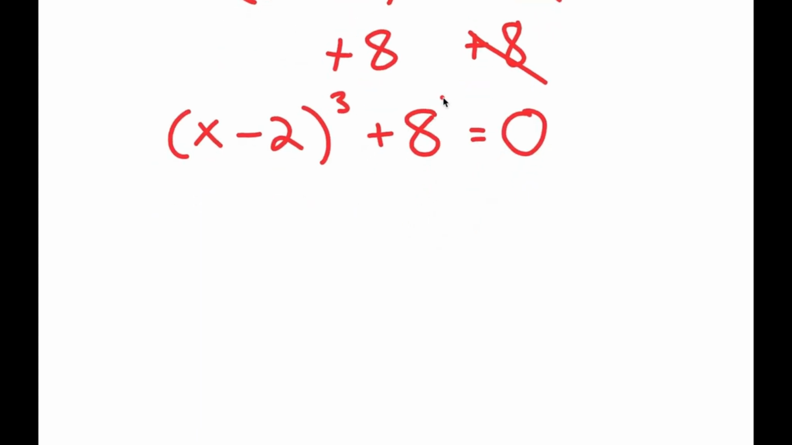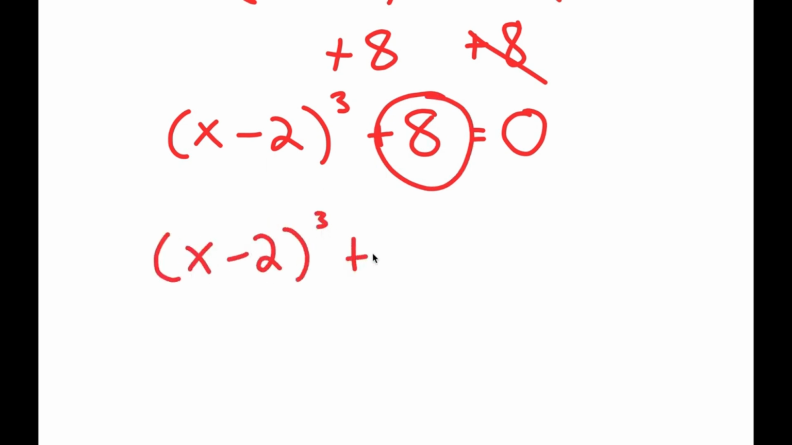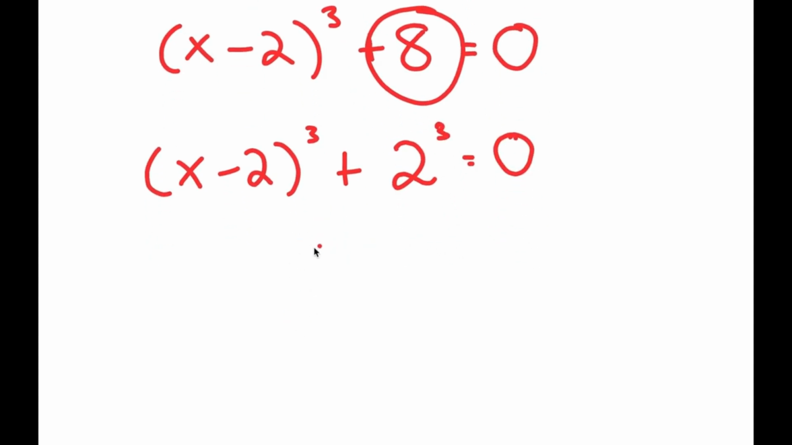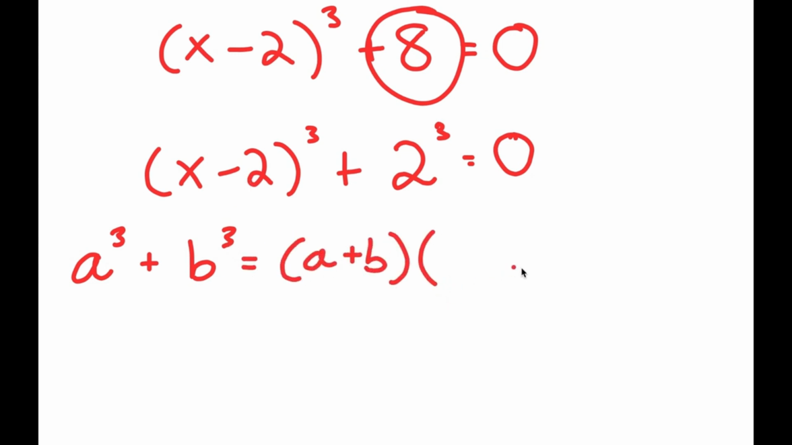Now from here, I can rewrite 8 as 2^3. So I have (x − 2)^3 + 2^3 = 0. And the reason I did that was because if I have something in the form a^3 + b^3, this is equal to (a + b)(a^2 − ab + b^2).